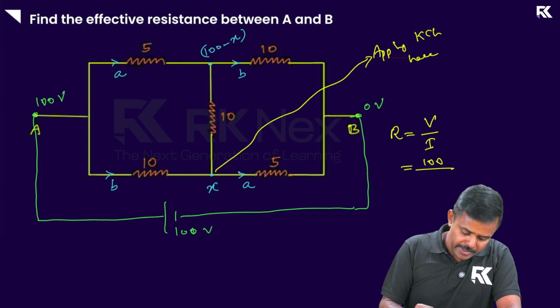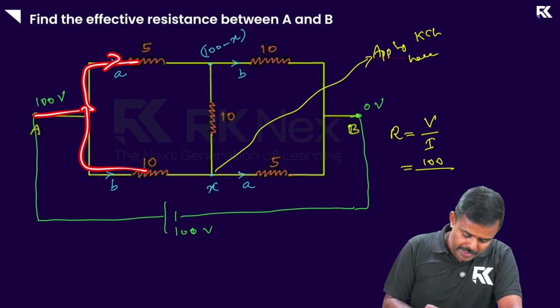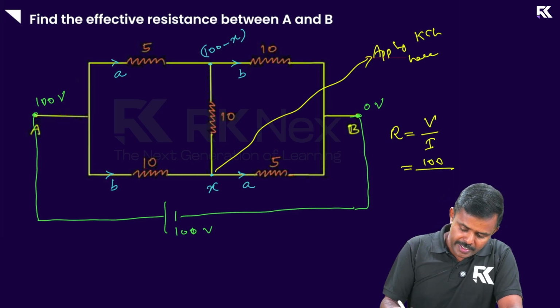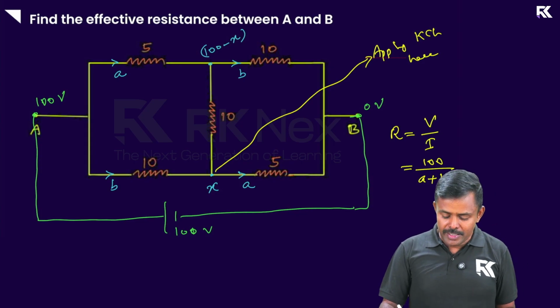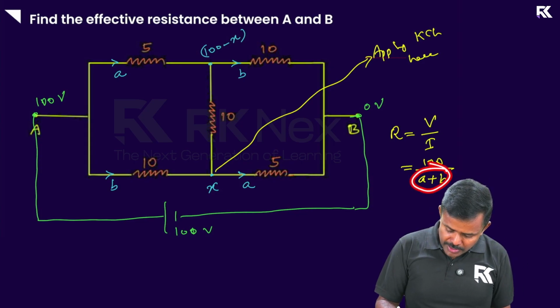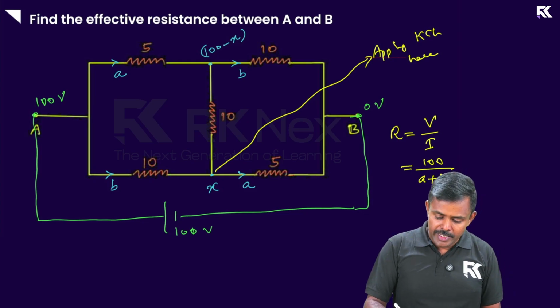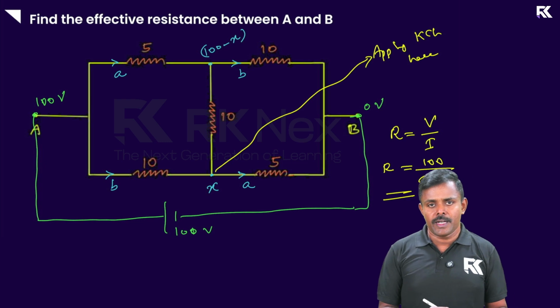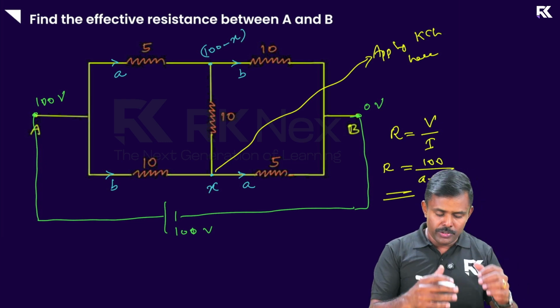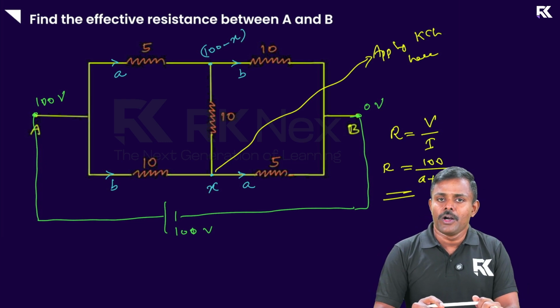What is the total current? Look at that. The current here is A, the current here is B, so the total current is A plus B. Once you have found the values of A and B, you can put them into this equation and then solve for the effective resistance of the circuit. There are much better and easier methods, but I thought of doing this question using the nodal analysis method as well.